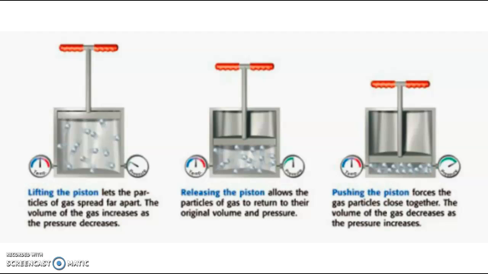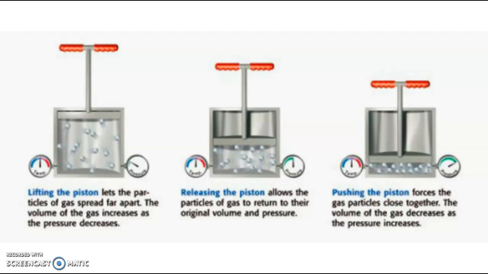So when we lift the piston up all the way, the gas particles can spread apart. The pressure is going to decrease. They have more space to exist in. They are going to have less pressure exerted on the walls of the container. Now, if we look at the picture again on the far right, when we contract that piston and we decrease the amount of space that those gas particles have to exist in, now the pressure goes way up.